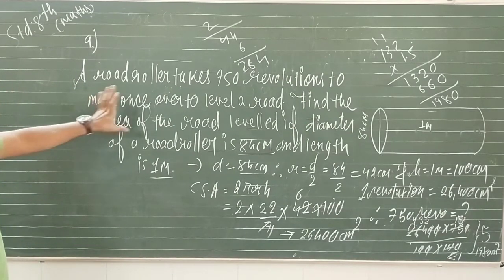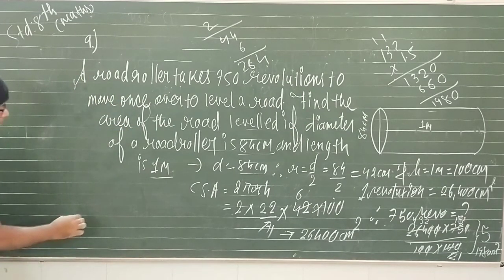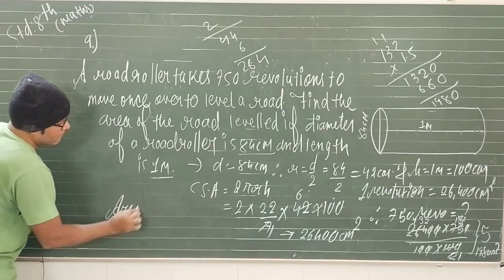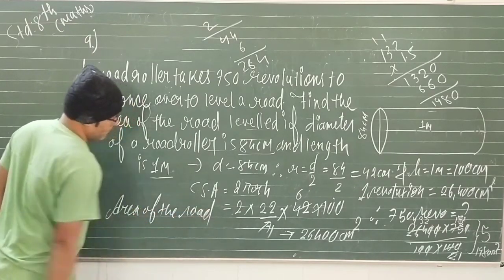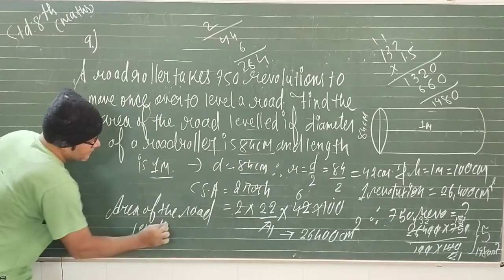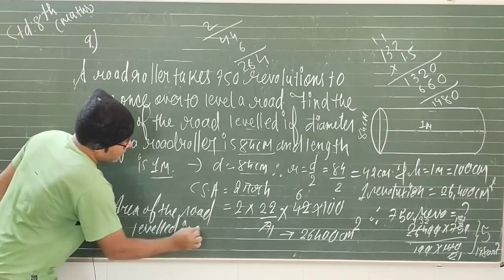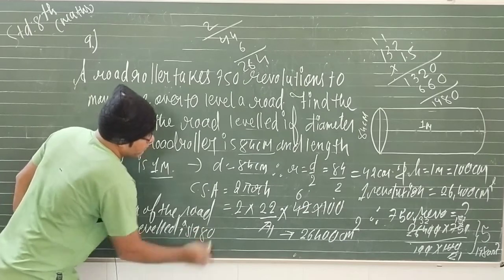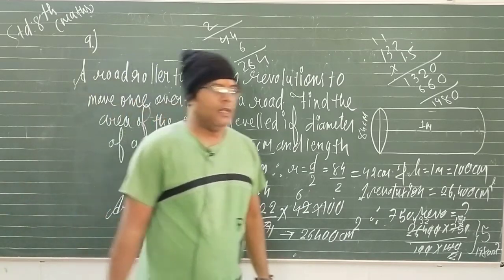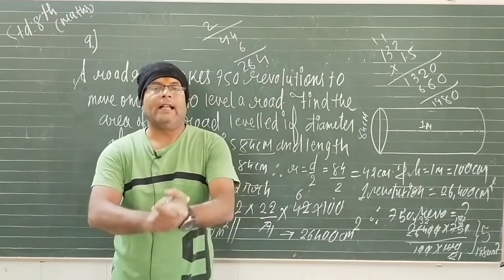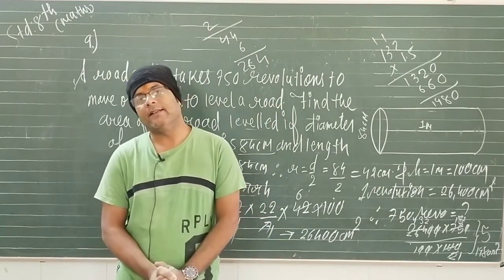Thus, the area of the road leveled is 1980 meter square. So this brings an end of this exercise.